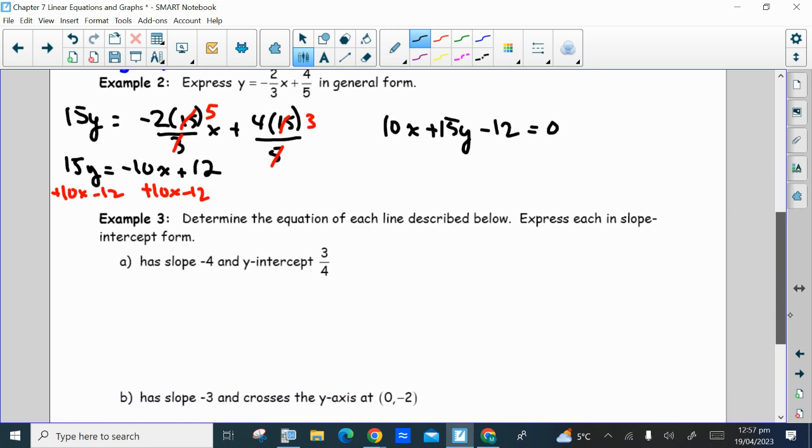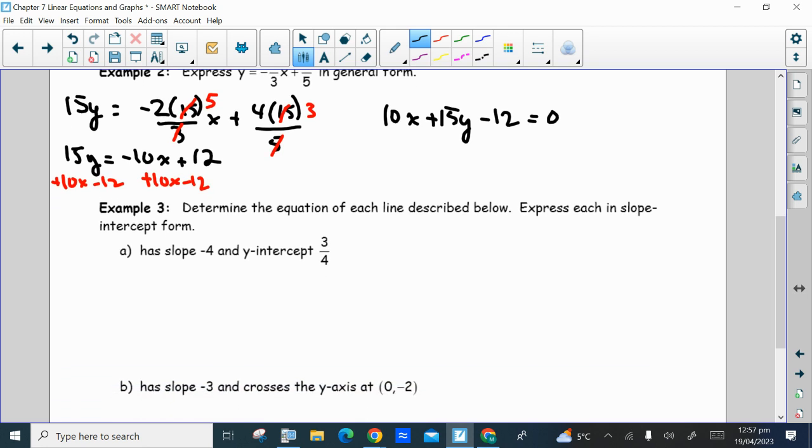Okay. Number 3 says determine the equation of each line described below, express them in slope-intercept form. So the first one, you're told the slope and the y-intercept. Slope-intercept form is y equals mx plus b, where m is the slope, we're told that's negative 4. B is the y-intercept, which we are told is 3/4. There it is, it's done. There's nothing else you have to do. You can have fractions in slope-intercept form, just not in general form.